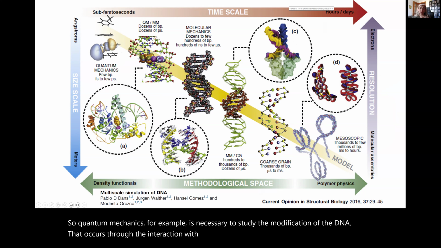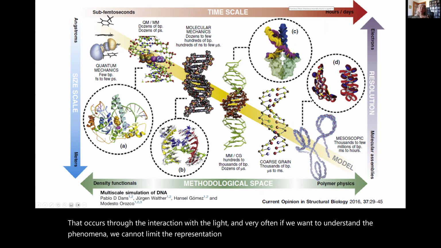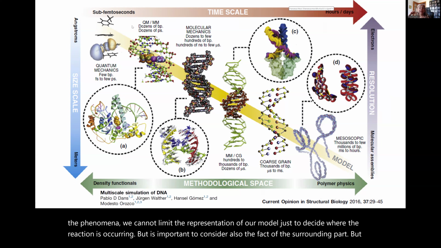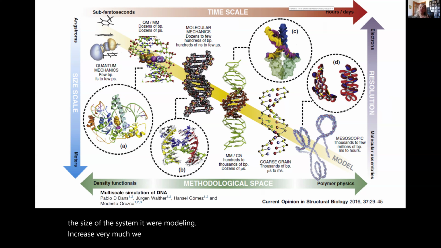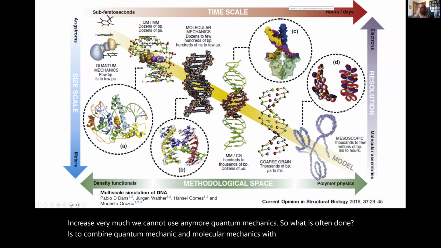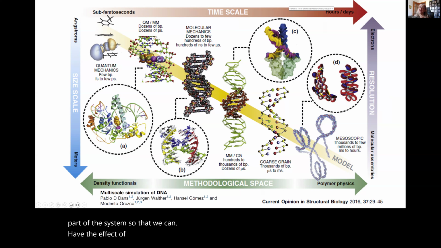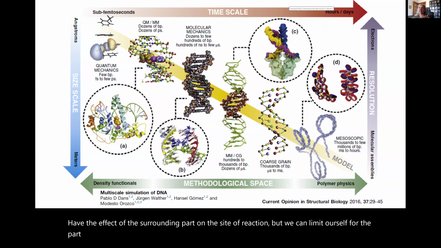And very often, if we want to understand the phenomena, we cannot limit the representation of our model just to the site where the reaction is occurring, but it's important to consider also the effect of the surrounding part. But if the size of the system that we are modeling increases very much, we cannot use quantum mechanics anymore. So what is often done is to combine quantum mechanics and molecular mechanics, with an atomistic description of part of the system, so that we can have the effect of the surrounding part on the site of reaction, but we can limit ourselves for the part surrounding the active site to a simpler description.